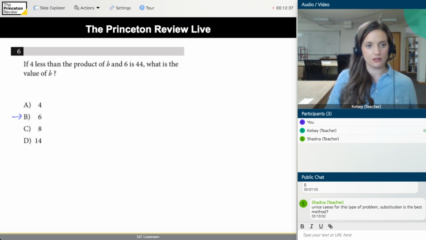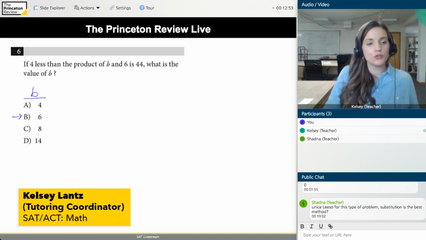What does this represent? Well, each of these answers are different values of B. And again, we're not asked to solve for the value of B in a total vacuum. It's going to be one of these 4 options. So we're going to label our answers here. This is the value of B. So if we're assuming that the number 6 is B, what's the next thing that we can figure out? Well, we've got 4 less than the product of B and 6, so let's just get that product of B and 6. Let's do B times 6. So that would give us here, if B is 6, that would give us 6 times 6, which is 36.